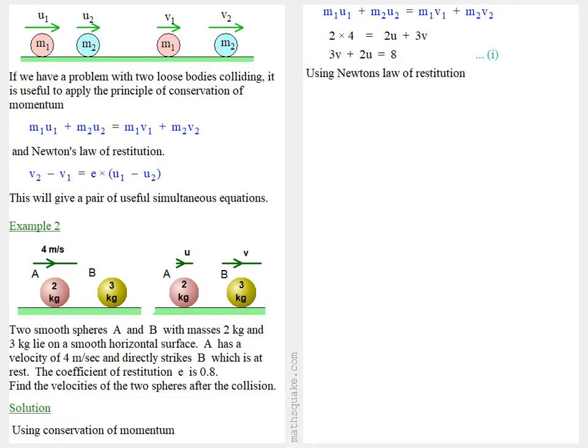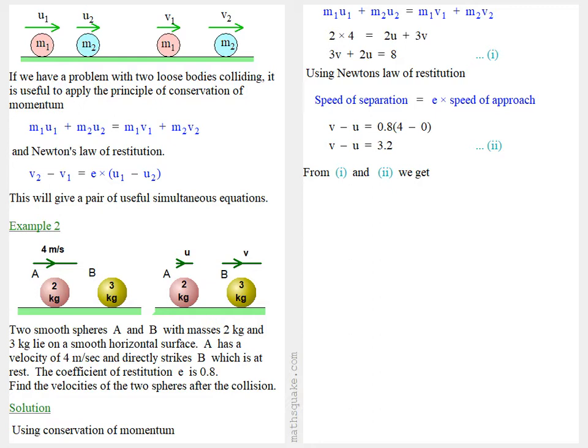We can then use Newton's law of restitution. The speed of separation equals e times the speed of approach. v2 minus v1 equals e times (u1 minus u2). Now e is equal to 0.8 and u1 is equal to 4. So we have v minus u equals 0.8 times (4 minus 0), or v minus u equals 3.2. That can be our equation 2.